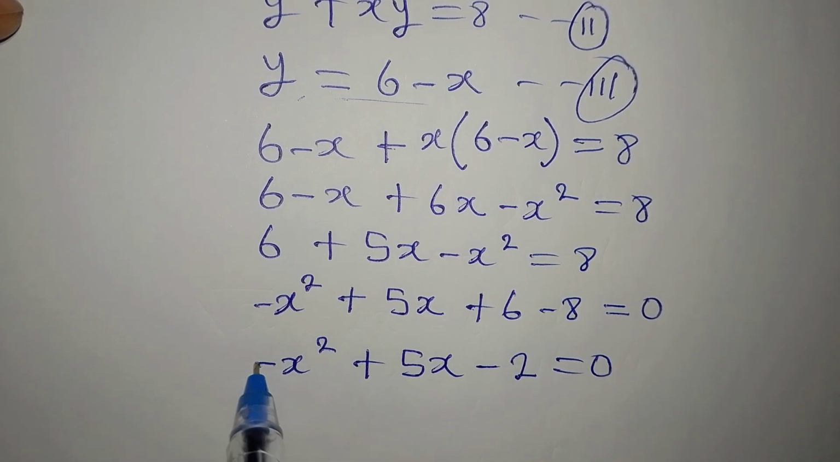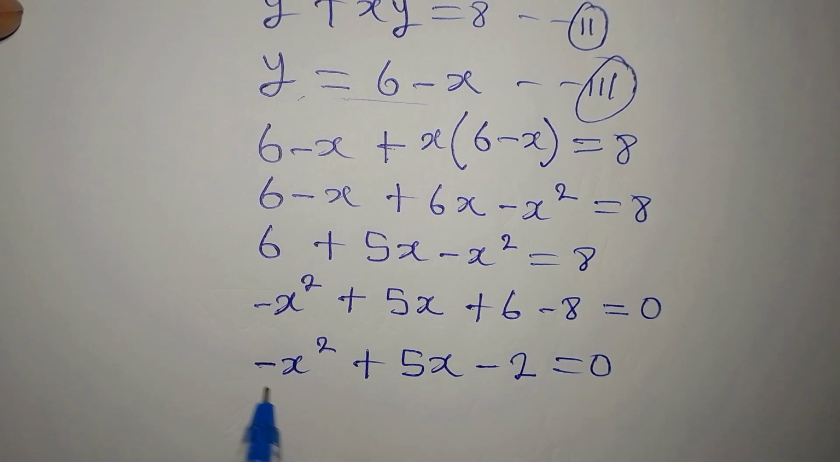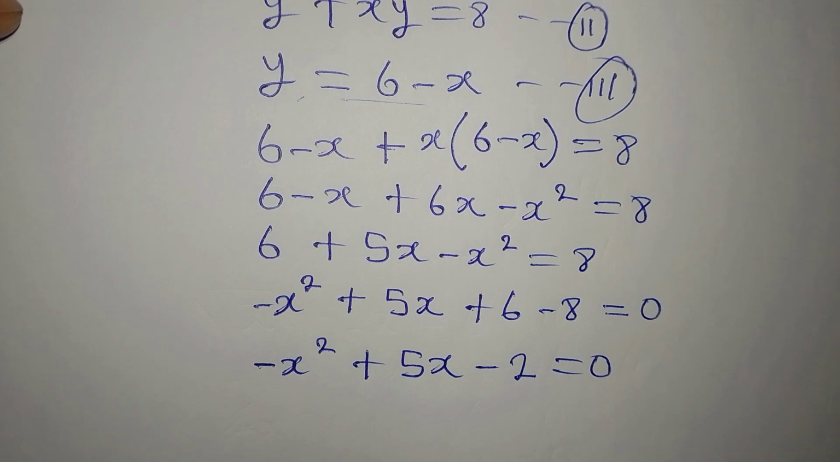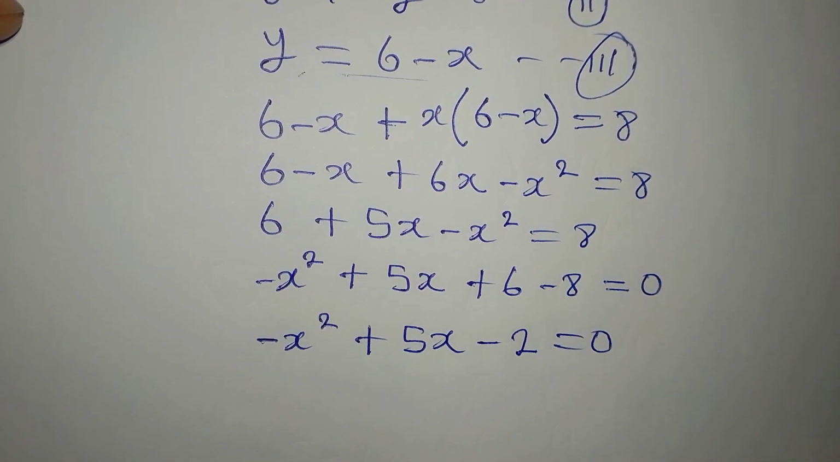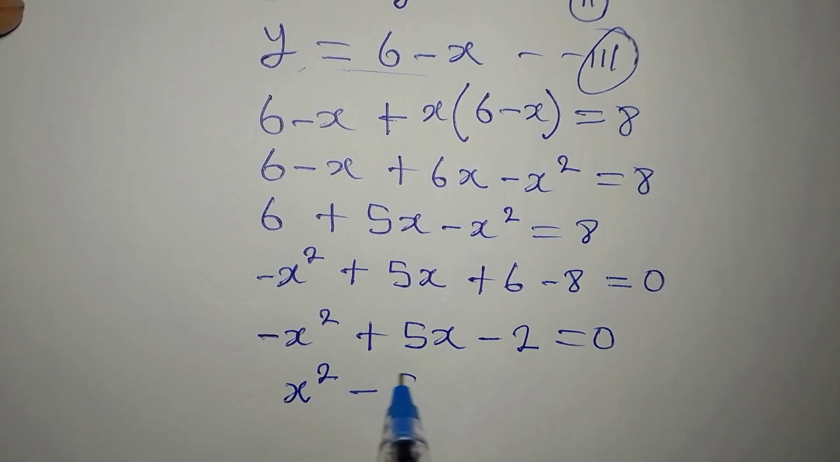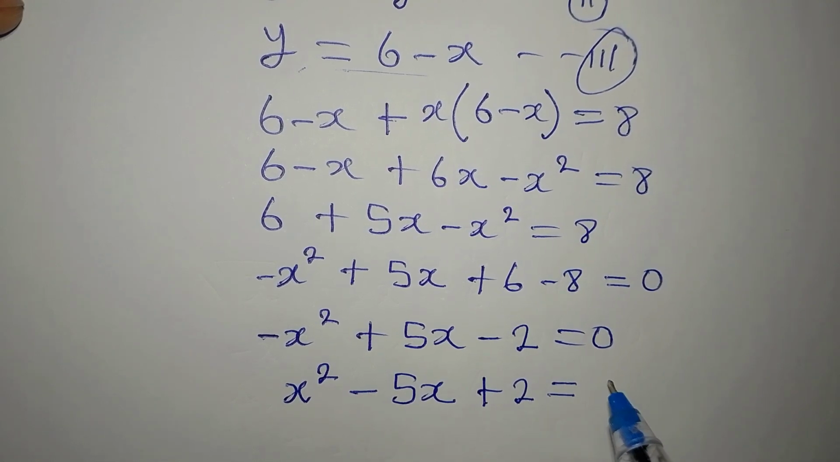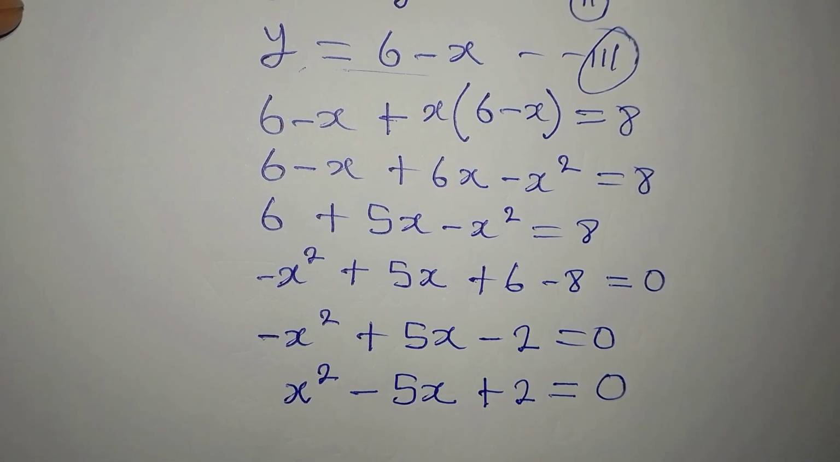Now we are not interested in having this negative coefficient. To remove the negative coefficient, we'll multiply all through by minus 1. And when you multiply every term of an equation by the same thing, you are not changing the equation. So this will give us x squared, this will give us minus 5x, this will turn to plus 2. And there's nothing like minus 0, so write 0 there.